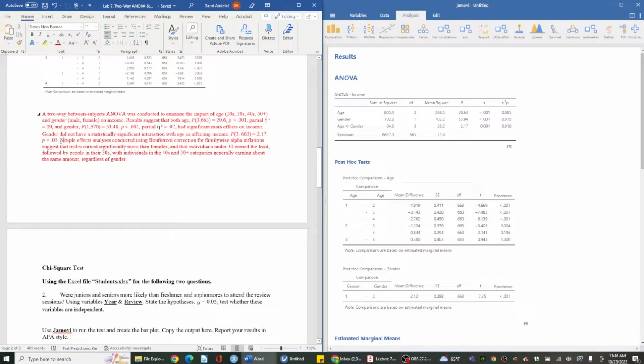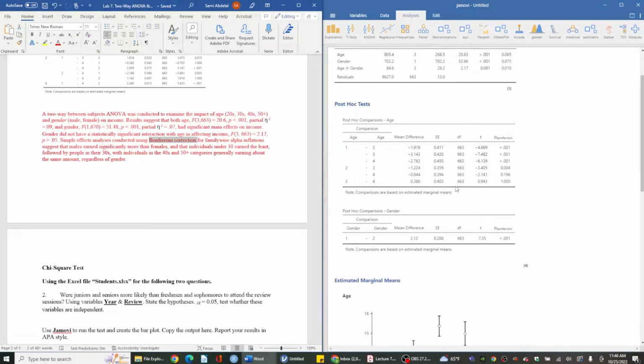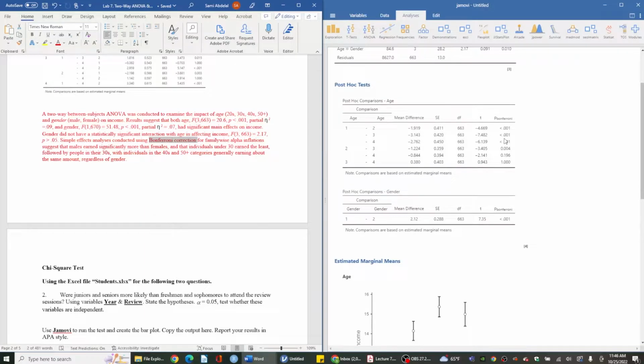And so we conducted a post hoc test, which would be the simple effects analyses, conducted using the Bonferroni correction. So the Bonferroni correction is just a really strict statistical correction because it'll help you avoid making type 1 and type 2 errors. So because we don't want to fish for a significant effect if it's not there. That's kind of what alpha inflation is, in the simplest form.